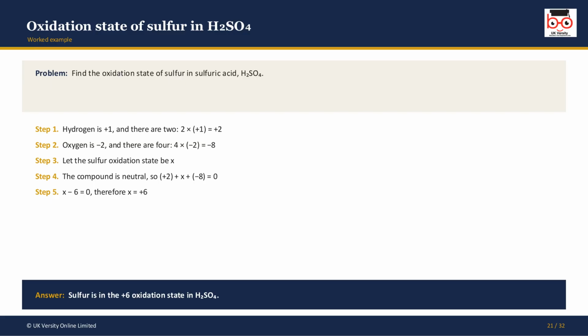Let's find the oxidation state of sulfur in sulfuric acid. There are 2 hydrogens, each +1, giving +2 in total, and 4 oxygens, each -2, giving -8. Let the sulfur be X. Since the compound is neutral, +2 plus X plus -8 must equal 0. That gives X minus 6 equals 0. So X is +6. Sulfur is in the +6 oxidation state in sulfuric acid.